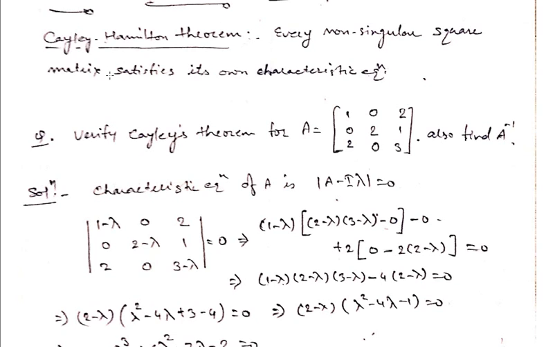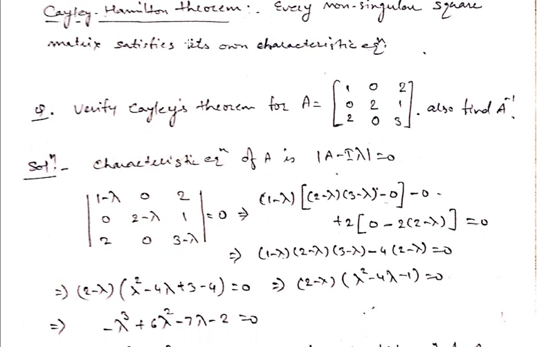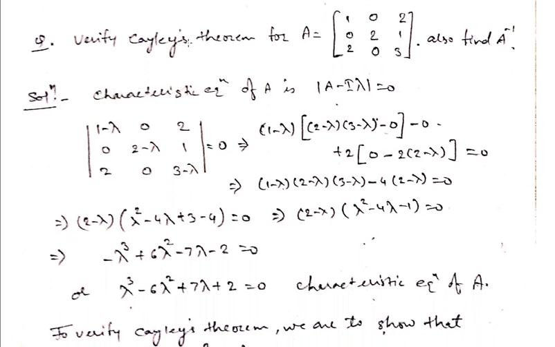Now the problem asked in examinations is that we are to verify the Cayley-Hamilton theorem for a given matrix, or with the help of the Cayley-Hamilton theorem we are to find the inverse of that matrix if it is non-singular. So we have a problem here. To verify Cayley's theorem for A equals this 3 by 3 square matrix, we are to find A inverse and also verify Cayley's theorem.